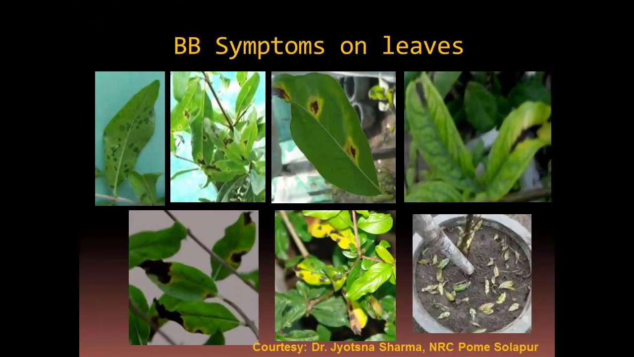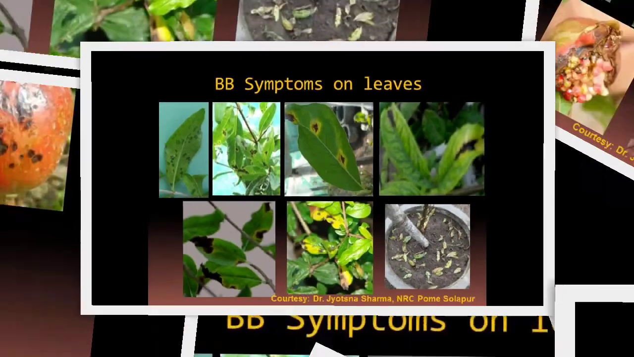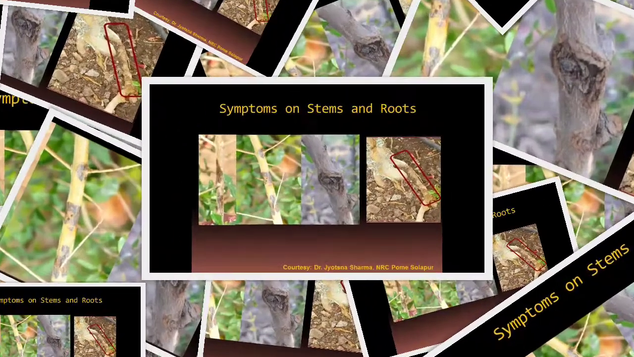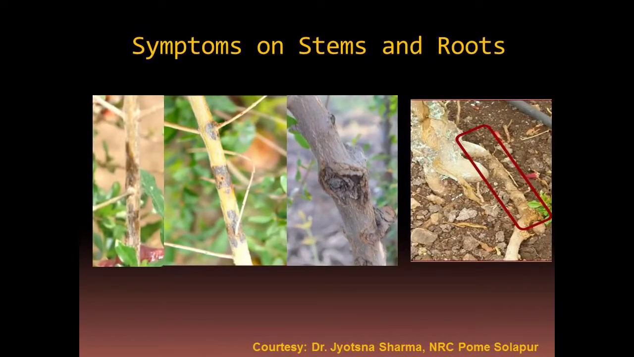At the primary stage, it shows water soaked lesions on infected leaves. You can see in the image on the left side the water soaked appearance of this bacterial blight infection, and in later stage it shows cracking of fruits and dark brown color. On fruits, it shows brown to black lesions with cracks, and such cracks are in the form of L and Y shape. So this is the particular identification mark for bacterial blight of pomegranate.